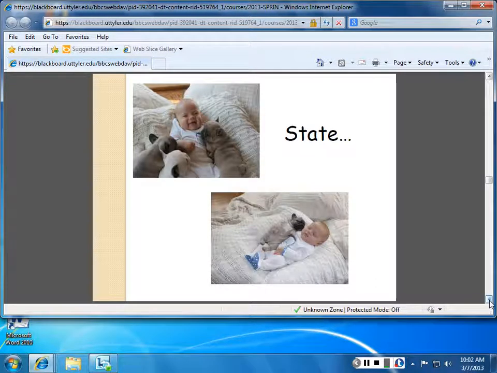Want to talk about state. This is awake and alert. This is obviously sleeping. And I just thought the puppies are really cute. They're kind of mirroring the infant state.